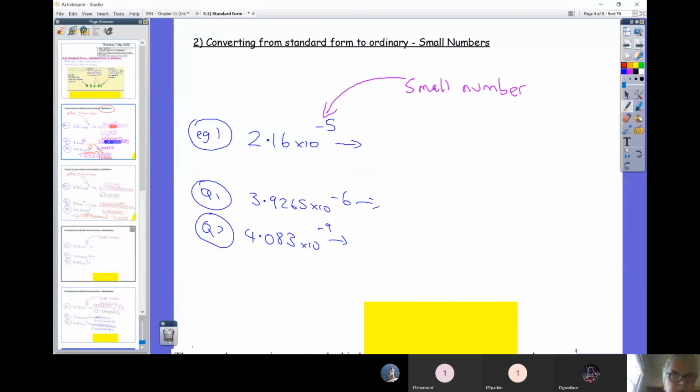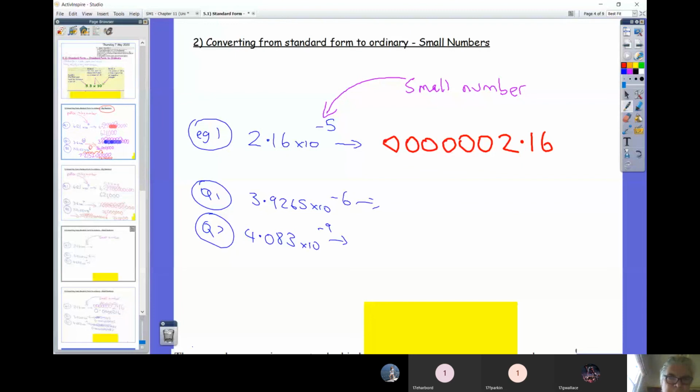And you'll see with all of these here, I've now got a negative power. So all of these are going to end up being small numbers, tiny numbers. So because it's going to be a tiny number, go and get ready by putting lots of zeros to the left-hand side, because you're going to be jumping in the opposite direction. Then write in your 2.16. And the same idea, but we're just bunny hopping in the opposite direction.